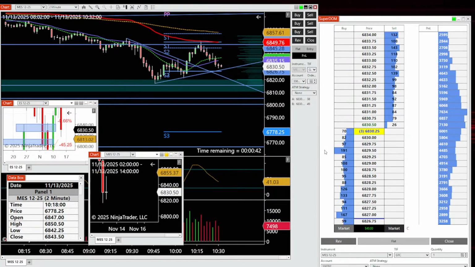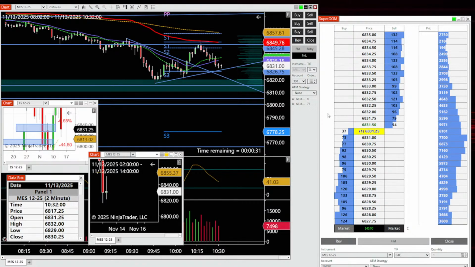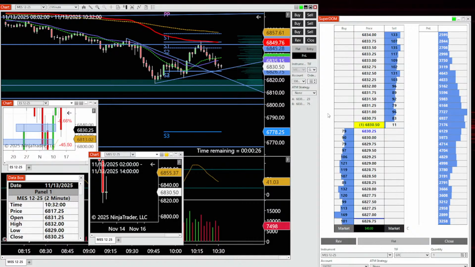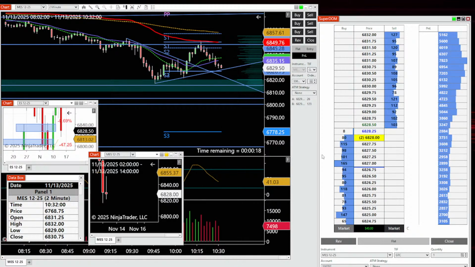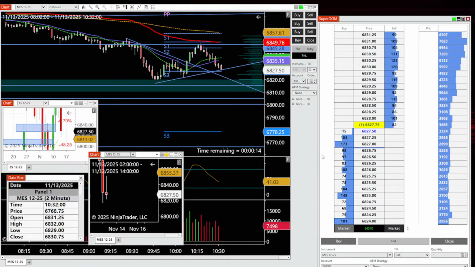It's a down day. I only want to take shorts, but I want to take shorts in the right areas. The high of the 50-minute bar. Oh, it's 32, but it's dropping down. Okay.